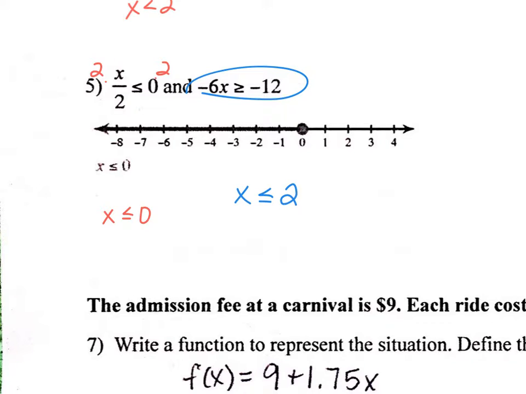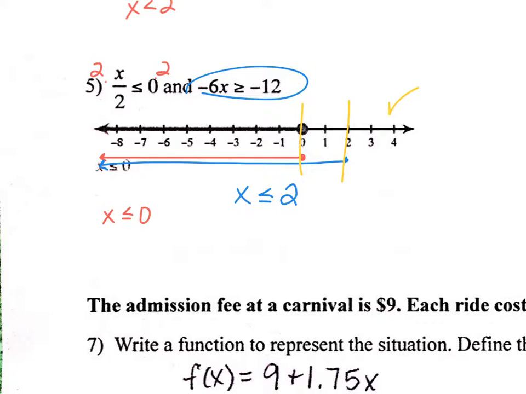Now this is "and," so I can't put my answer directly on the graph yet. So I'm going to do a rough little sketch. Closed and less than 0. Closed and less than 2. And now there are always 3 sections. And "and" means I need both of them.